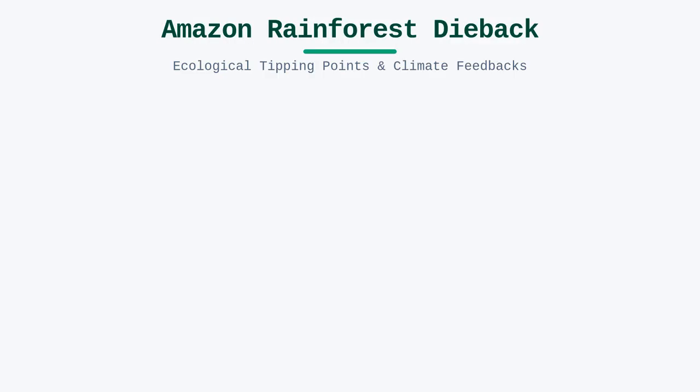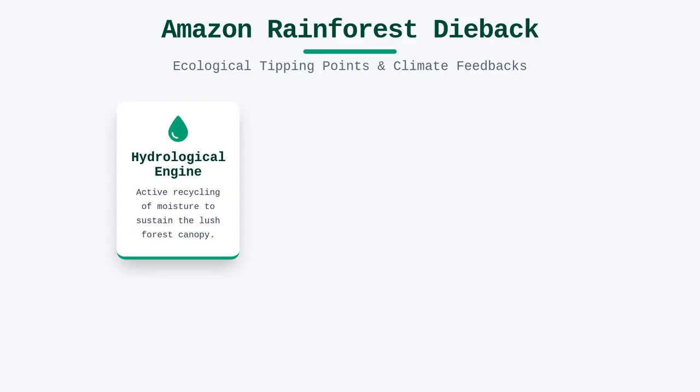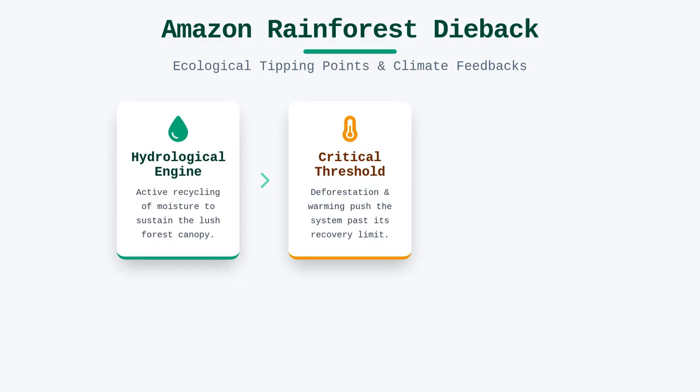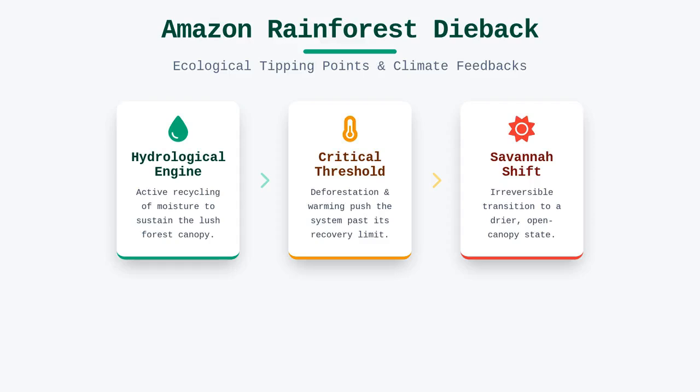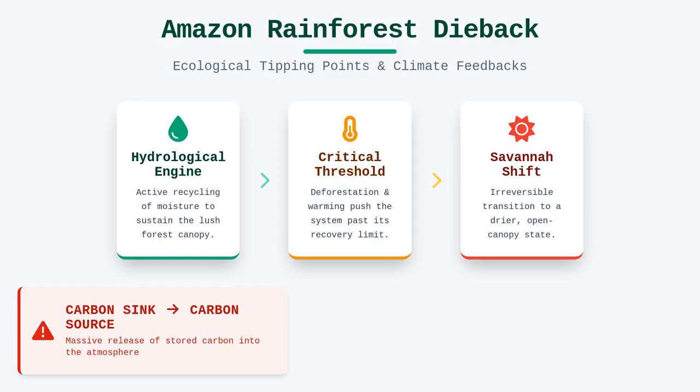The dieback of the Amazon rainforest illustrates how ecological tipping points intersect with regional climate regulation through vegetation climate feedbacks. The Amazon is not just a carbon sink, but a hydrological engine that recycles moisture throughout the continent. As deforestation and global warming push the region past a critical dry threshold, the forest may lose its ability to sustain its own canopy. This transition from a rainforest to a savanna state would release vast amounts of stored carbon into the atmosphere, transitioning a major global carbon sink into a carbon source.